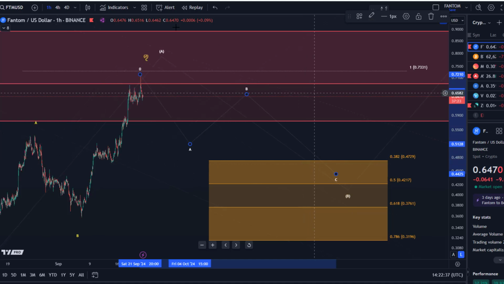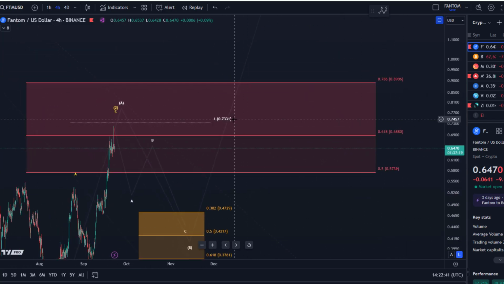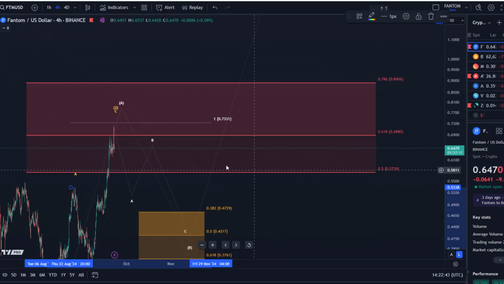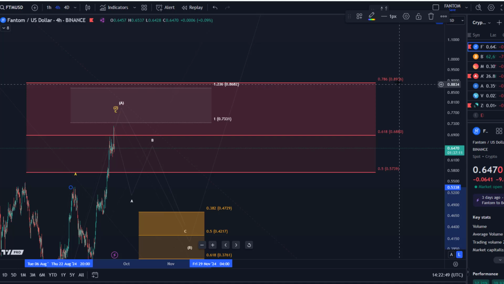Should we break above 73.3 cents more directly, then the next upside levels to watch, and I can add them to the chart, would be the 1.236 extension and the 78.6 retracement. So 86.8 to 89 cents would be the next cluster of resistance to watch. But it would require a convincing break above 73.3 first.